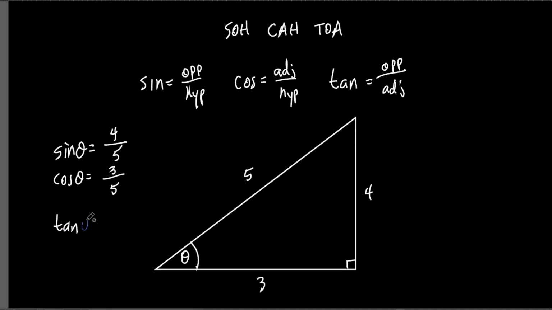Let's do the tangent. The tangent of the angle is the opposite over the adjacent. We've already figured out which one's the opposite, which one's the adjacent. Now you just put them together. The opposite is 4, and the adjacent is 3, and that's how you set it up. We really haven't solved for anything yet. We will in a few minutes.